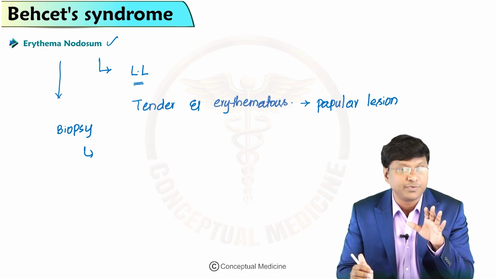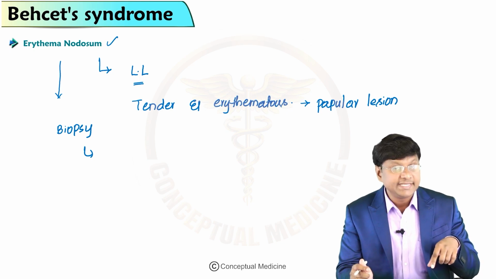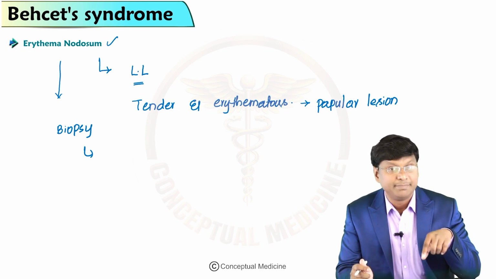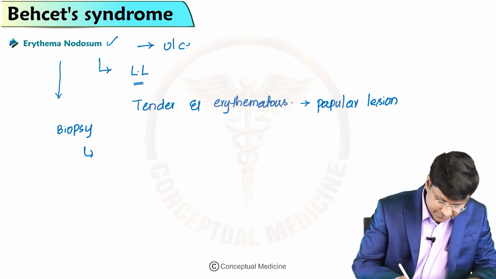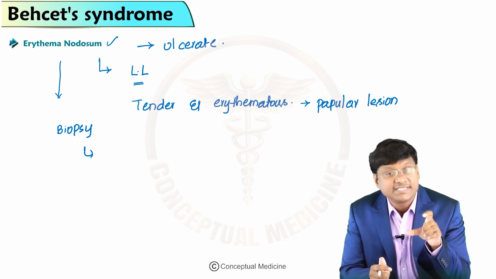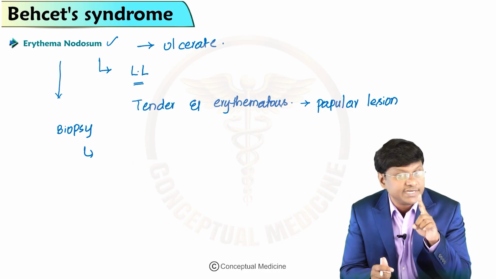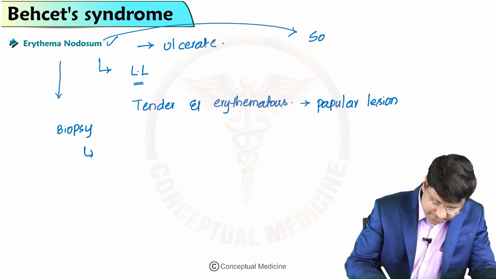So you have to remember one point here. Erythema nodosum is also seen in sarcoidosis. And the erythema nodosum of Behcet's has a tendency to ulcerate. This is the major difference between the lesions of Behcet's and the erythema nodosum seen in sarcoidosis and inflammatory bowel disease. So this erythema nodosum is also seen in patients with sarcoidosis and in patients with inflammatory bowel disease.